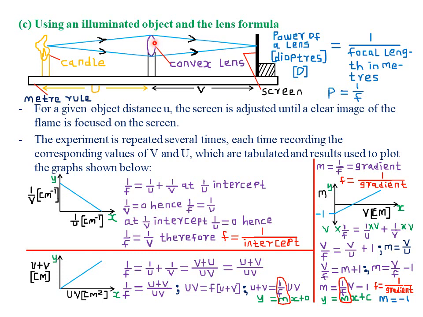Then we have our convex lens. Then, of course, the screen where the image will be formed. So the distance from the object up to the convex lens is our object distance u. Then the distance from the convex lens up to the screen, that is our image distance v.